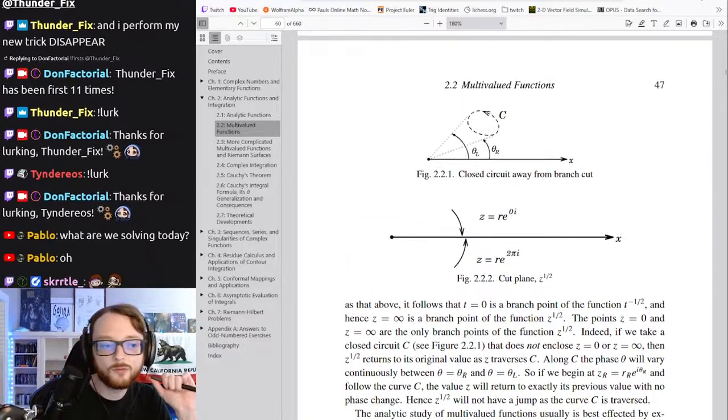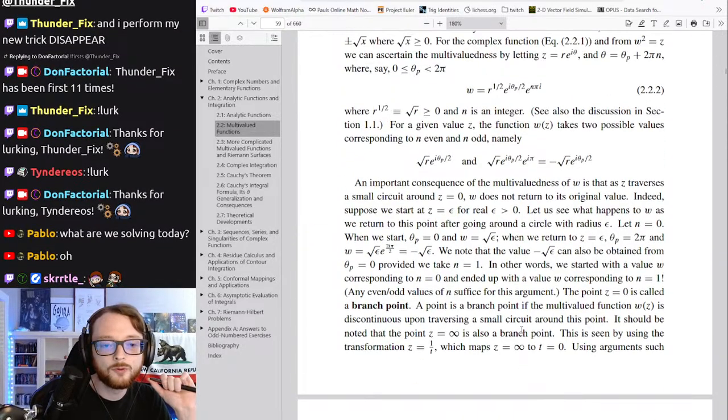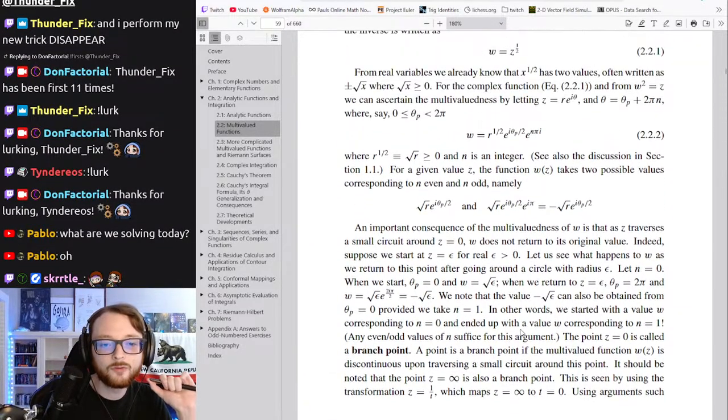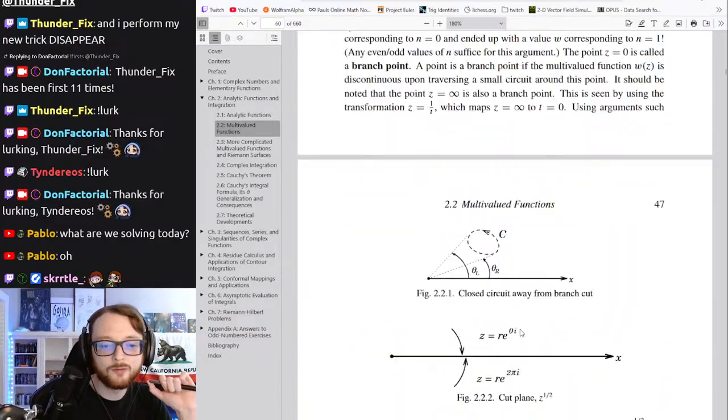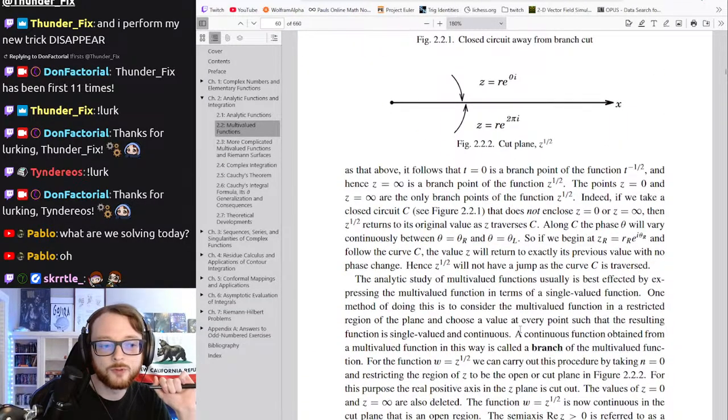Yeah, for root z, it's actually kind of easy to do the infinity branch point.